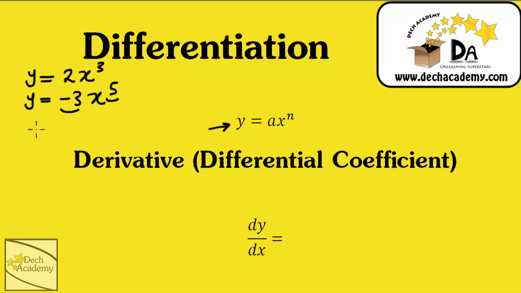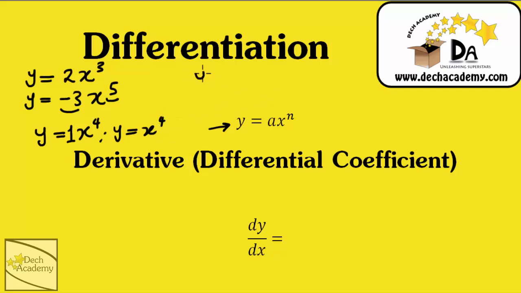I'll give you another example, y equals x to the 4. In this case, you can imagine that there's a 1 in front of the x to the 4. So it's the same thing as 1 times x to the 4, which is the same thing as x to the 4. So in this case, a is 1 and n is 4. You always have to remember that you can introduce a 1 in front of the x because it doesn't change anything.